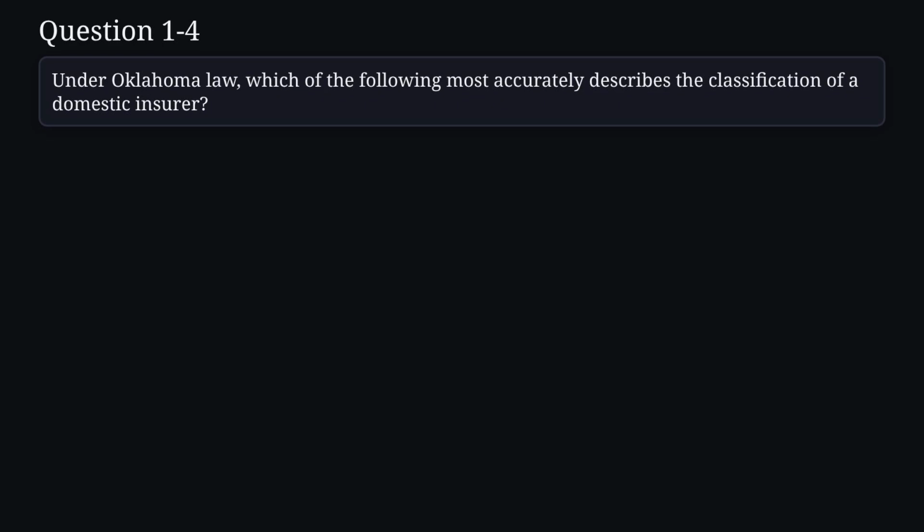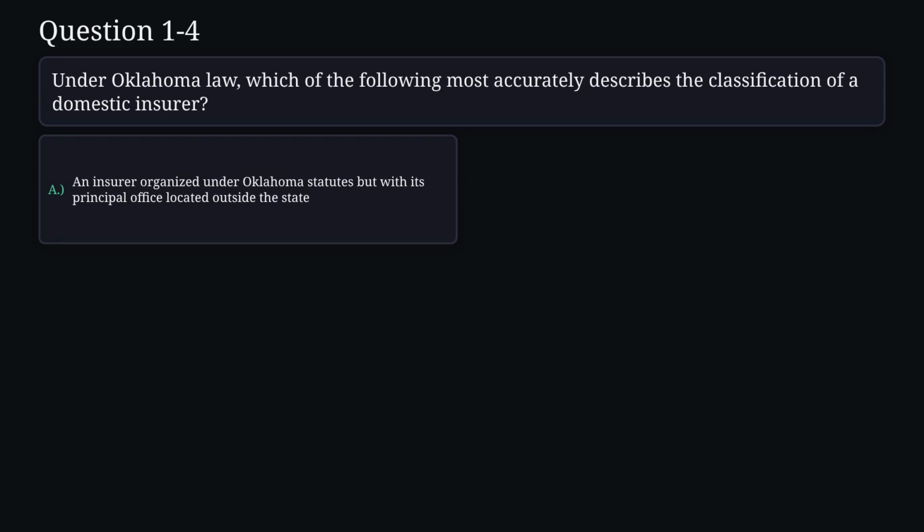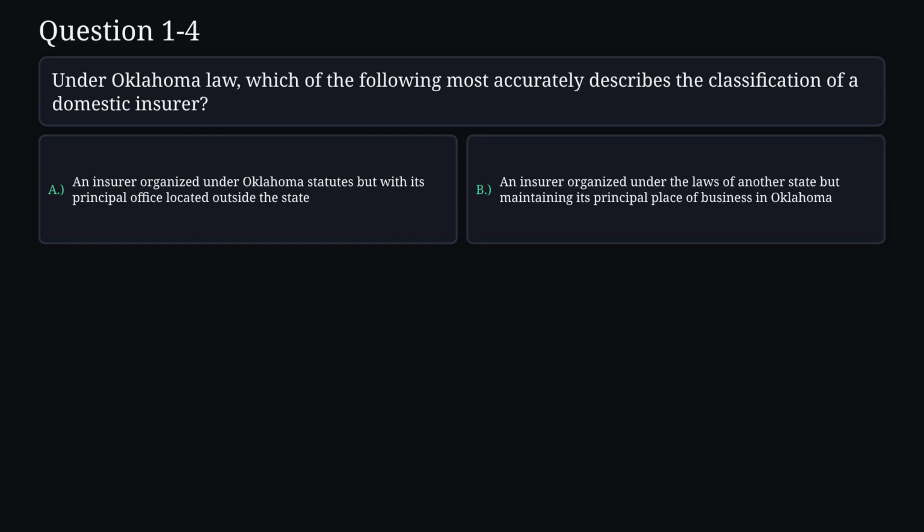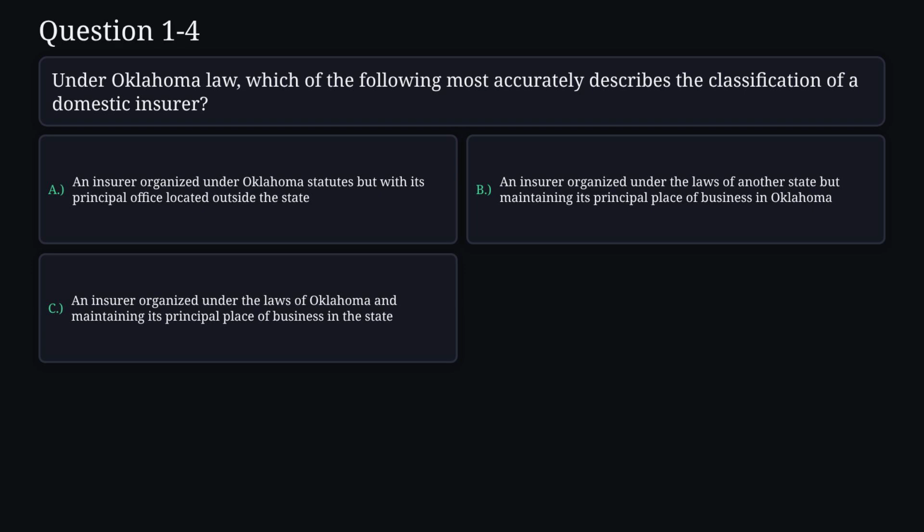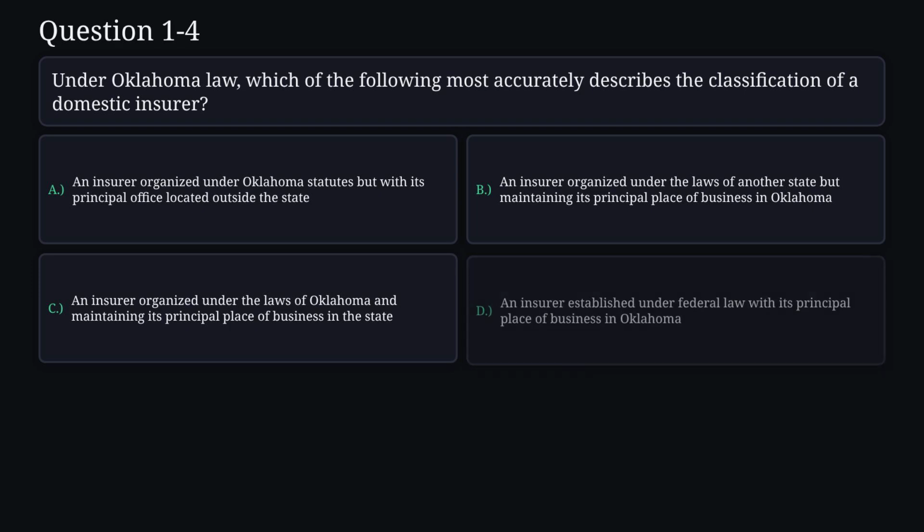Question 4. Under Oklahoma law, which of the following most accurately describes the classification of a domestic insurer? A. An insurer organized under Oklahoma statutes, but with its principal office located outside the state. B. An insurer organized under the laws of another state, but maintaining its principal place of business in Oklahoma. C. An insurer organized under the laws of Oklahoma and maintaining its principal place of business in the state. D. An insurer established under federal law with its principal place of business in Oklahoma.